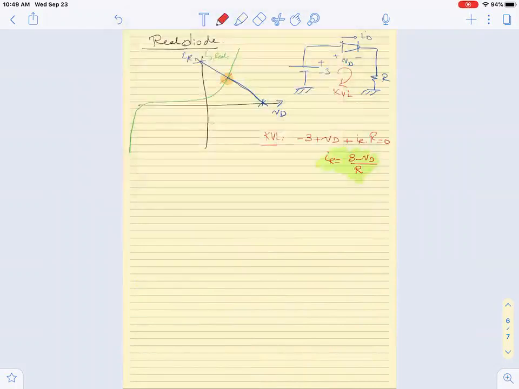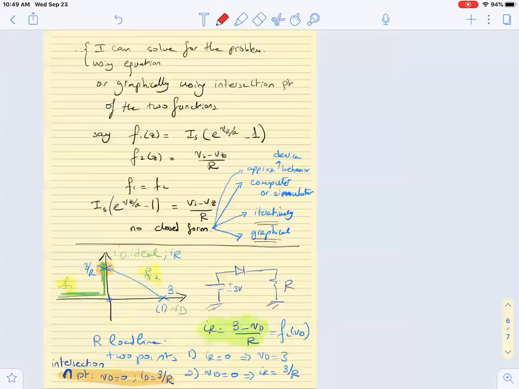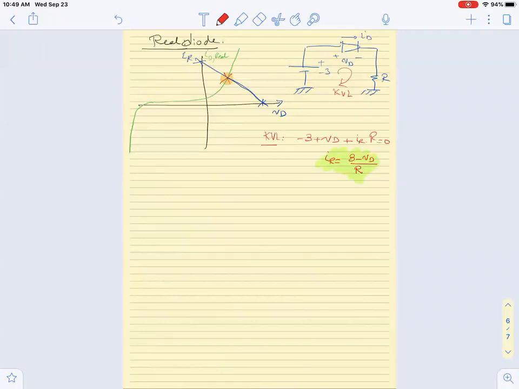Is it still the same intersection point? No, a different intersection point. But the straight line stays a straight line, with the same dependency on VS and VD. So it is going to be the same drawing. What really changes is the device characteristic. If I remove the VD and put another VZ in its place, that characteristic line changes. So here the F2 changed.